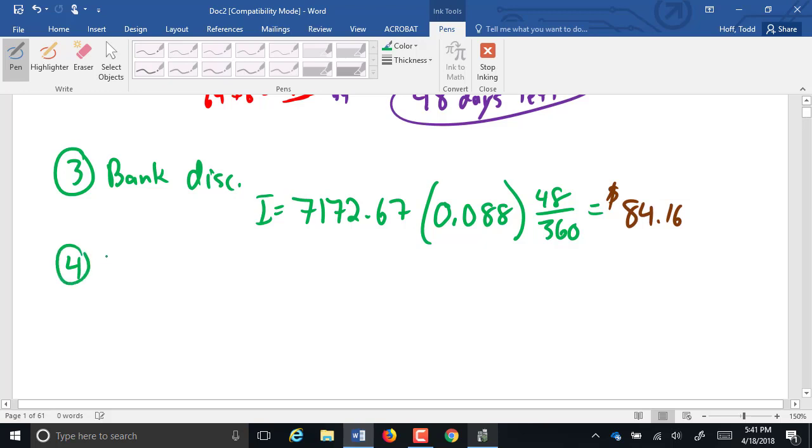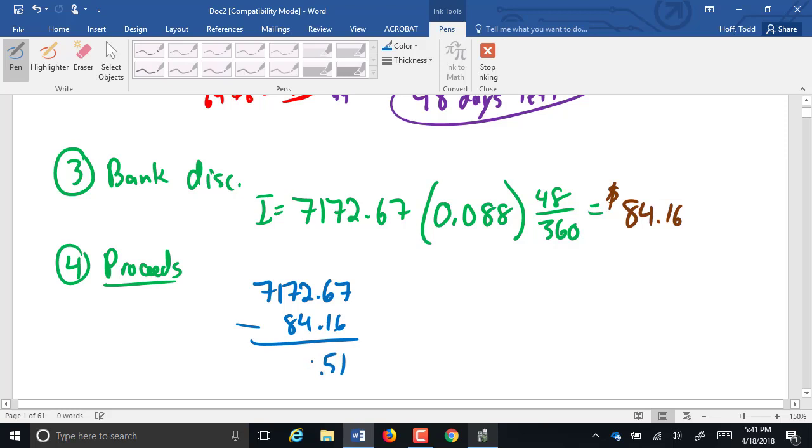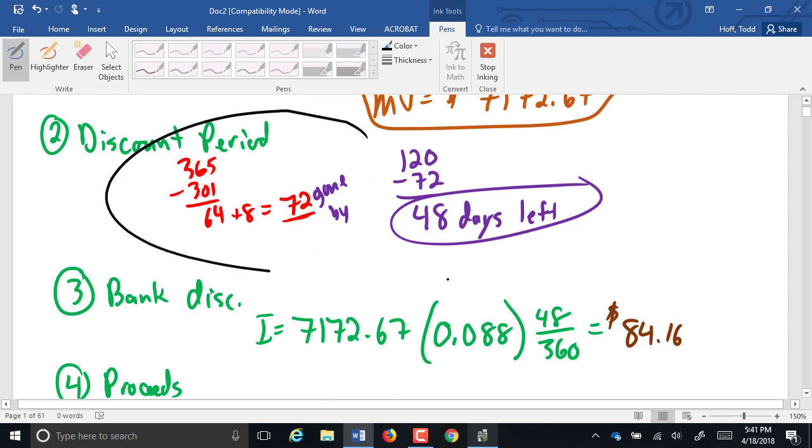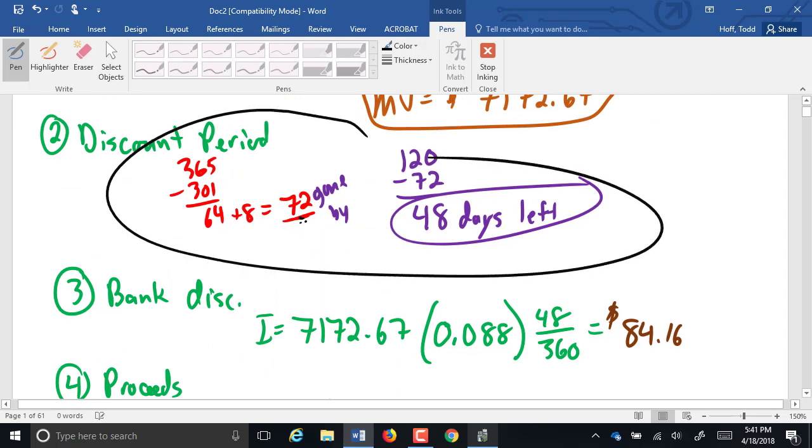So then the last step is the proceeds. Proceeds is going to be the maturity value minus that $84 in interest. So we get what, 7088.51. That's the proceeds. That's Jordan's proceeds. Any questions on that one? Okay, well then. Yeah, that's the big step right here. A lot of people want to try to use that 72 and that don't work.